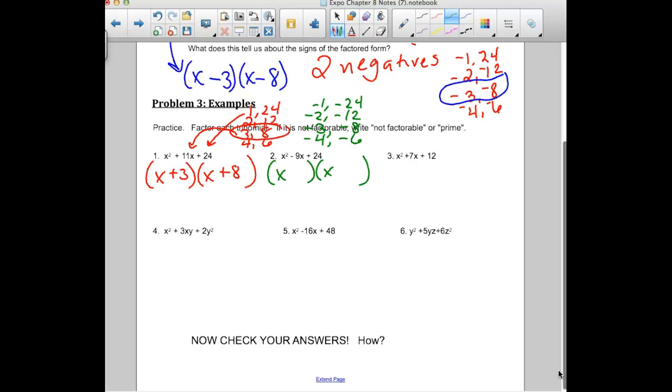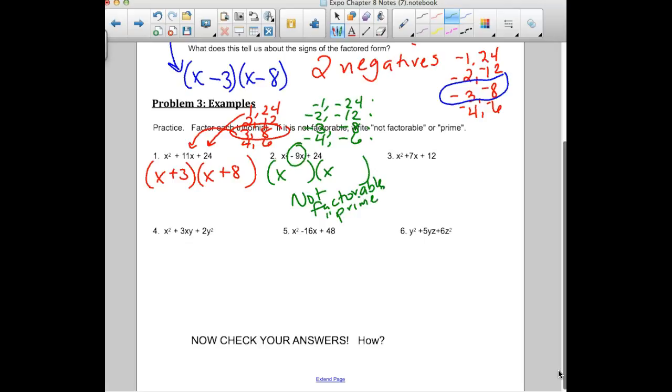So we start out negative 1 and negative 24, that adds up to negative 25. Negative 2 and negative 12 adds up to negative 14, that doesn't work. Next pair adds up to a negative 11, and the last pair adds up to negative 10. There's no way I can get this negative 9, so we say it's not factorable. Or we could just say the word prime.